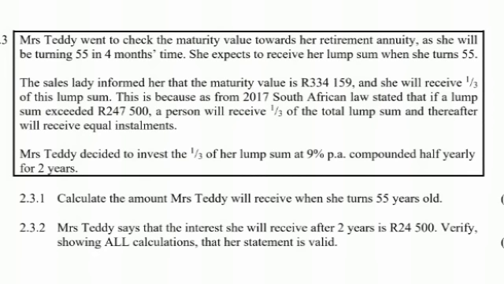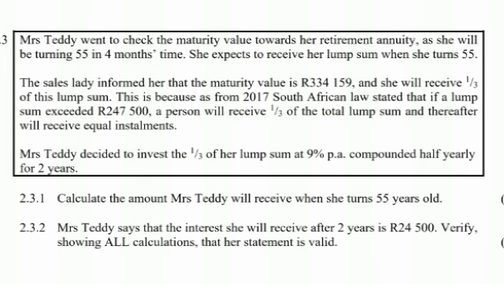In 2.3, it says Mrs. Teddy went to check the maturity value towards her retirement annuity. So this is the topic of investments now. As she will be turning 55 in 4 months' time, she expected to receive her lump sum when she turns 55. The sales lady informed her that the maturity value is 334,159, and she will receive 1/3 of this lump sum. This is because, as from 2017, South African law stated that if a lump sum exceeded 247,500, a person will receive 1/3 of the total lump sum and thereafter will receive equal installments.